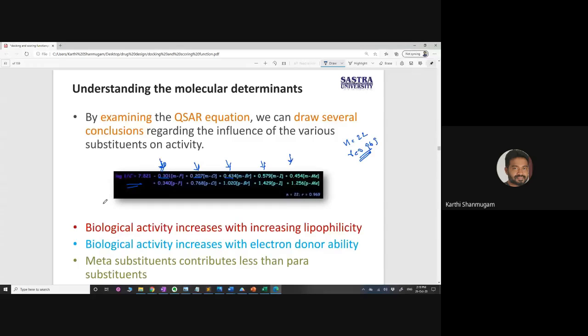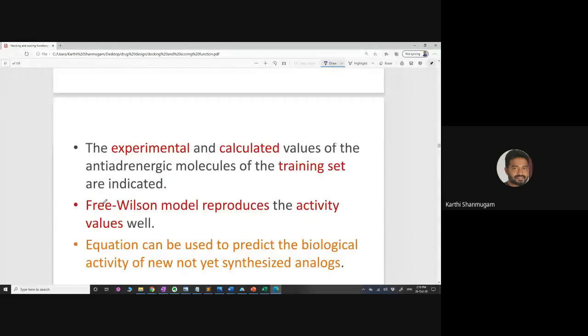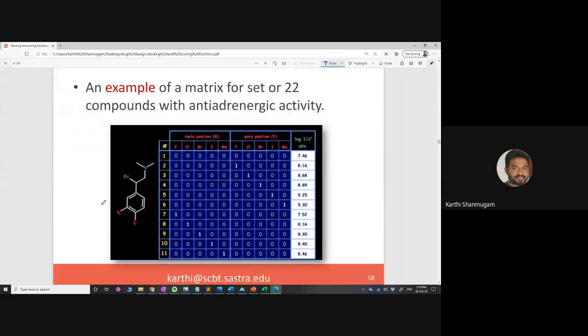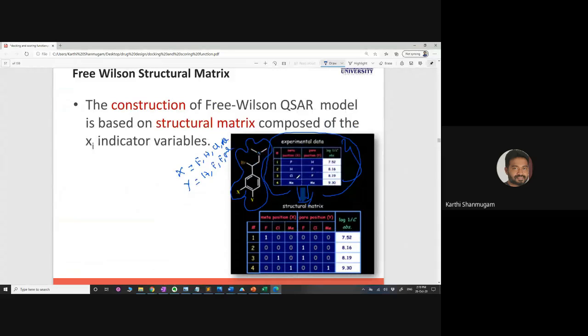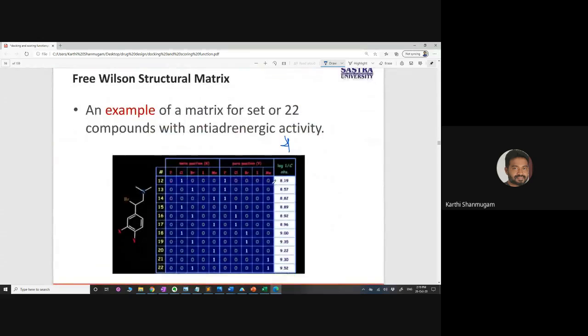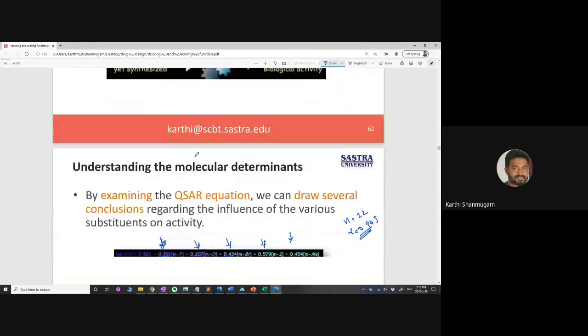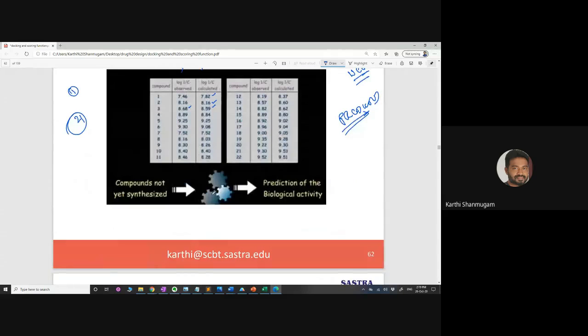So already I have shown the data set to you. This is the data set he has used. The possible substituents at X and Y position are F, H, Cl, Me at the meta position, and H, F, Me at the para position. In that way, we can generate many compounds. He took 22 compounds in his data set, and he compared the observed value and the calculated value, and both values are very close, which gave him some confidence that his model has good predictive power.